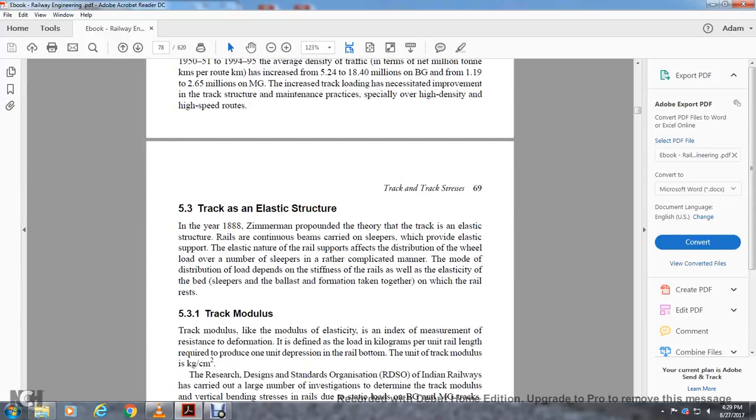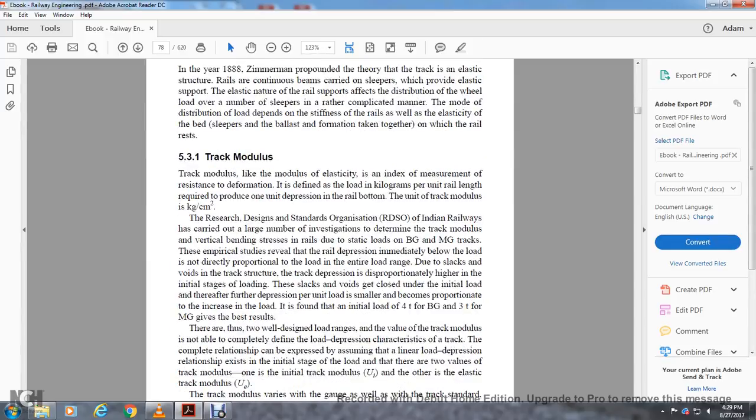5.3 Track as an elastic structure. In 1888, Zimmermann propounded the theory of the track as an elastic structure. The rail, as a continuous beam carried on sleepers, was provided with elastic support. The rail support affects the distribution of wheel load over a number of sleepers in a rather complicated manner. The mode of load distribution depends on the stiffness of the rail as well as the elasticity of the bed, sleepers, and ballast formation taken together, on which the rails rest.